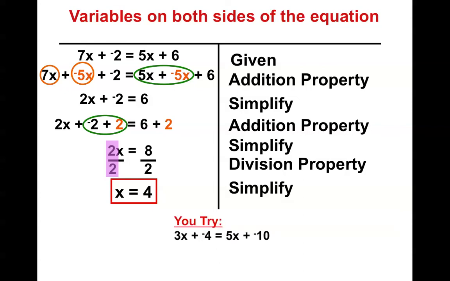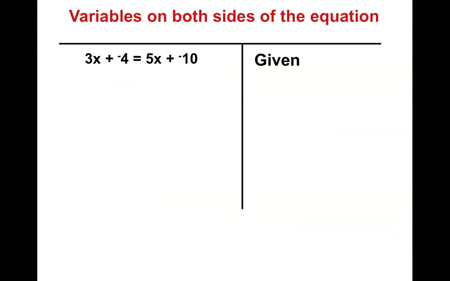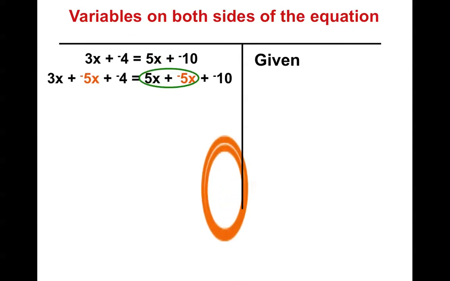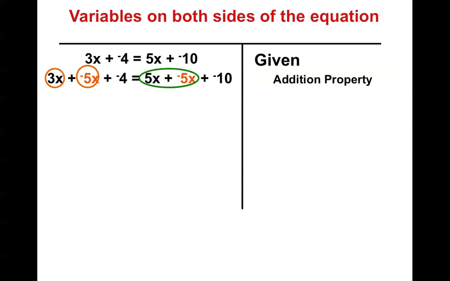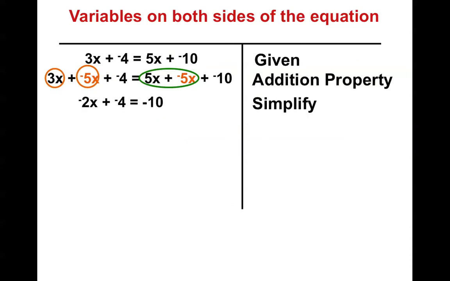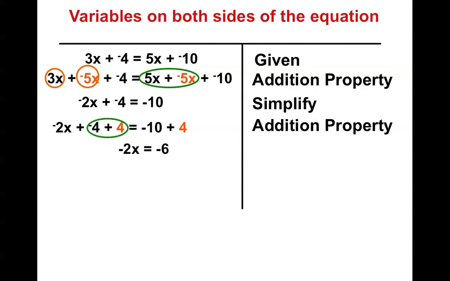Alright. If I give you this one, you guys can try it. Once again, we eliminate from one side. We find that we add these together. We get a two-step algebra problem. We use the addition property again, and then we use the division property to be able to solve the equation.